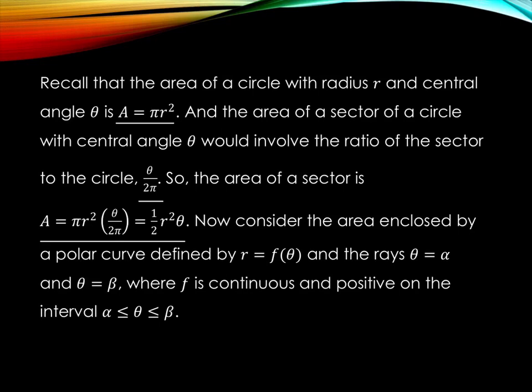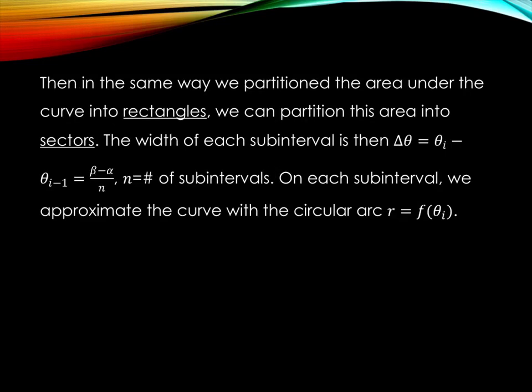Okay, so far so good. So we're looking at a specific sort of sector. The sector goes from alpha to beta on the curve f of theta. And what we do is the same thing we would do with rectangles back in chapters 4 and 5. So we partition the area into sectors, and the width of each subinterval is delta theta equals theta sub i minus theta sub i minus 1, which is beta minus alpha over n, where n is the number of subintervals.